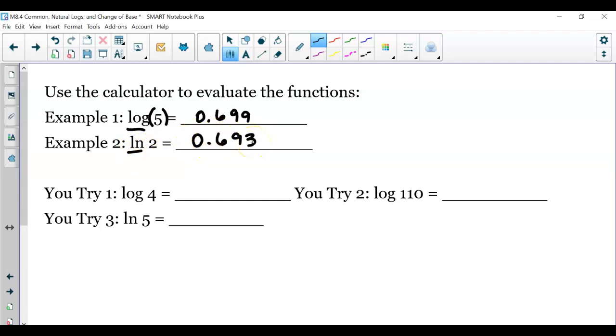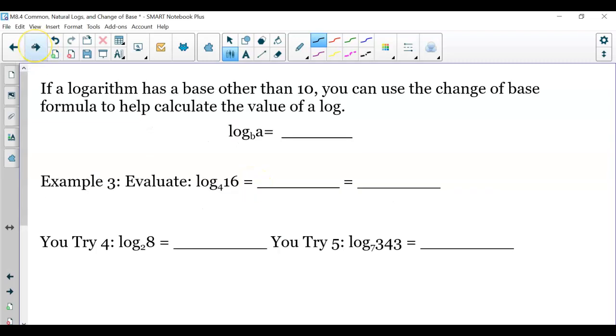Just to practice, go ahead and pause the video and try these 3 on your own. Here the log of 4 is 0.602. The log of 110 is 2.041, approximately. And the natural log of 5 is 1.609. I was just rounding approximately to the thousandth place, so 3 places.